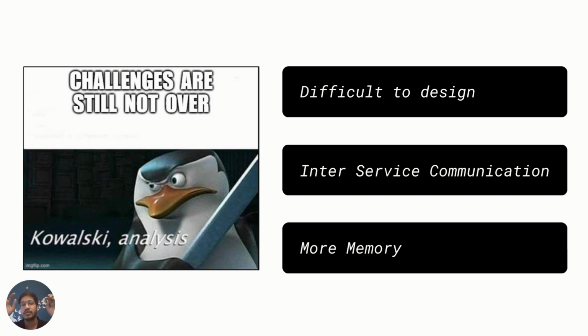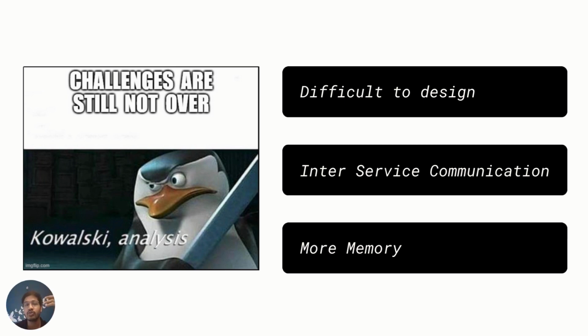Second is inter-service communication, which is comparatively slow. Obviously, it's a network call. It's not a function call, which is what happens in a monolith architecture. It requires a remote procedure call or an HTTP call, which happens across multiple APIs, and that's where it takes more time. Then comes more memory. Each microservice has its own database, which requires more money and more memory, so that's one of the disadvantages of designing a microservice architecture.